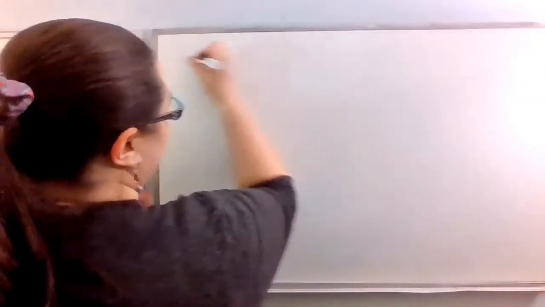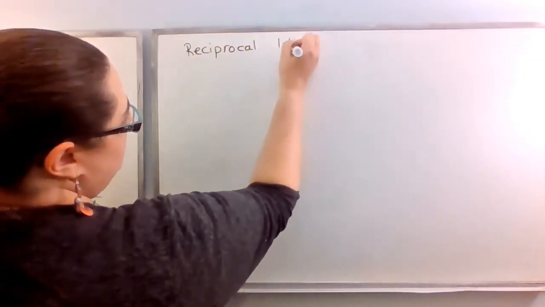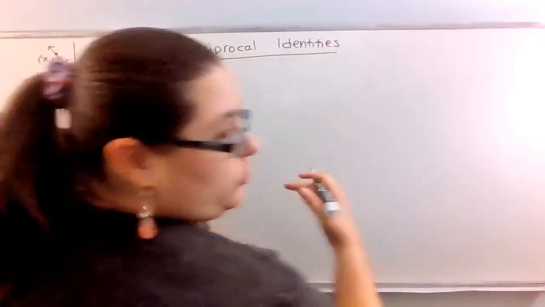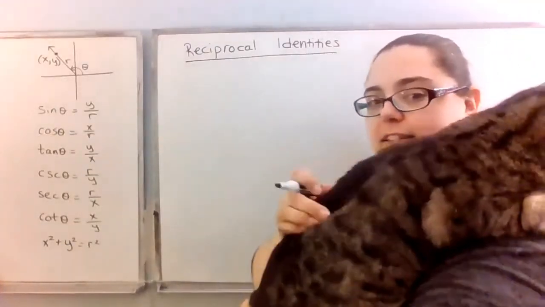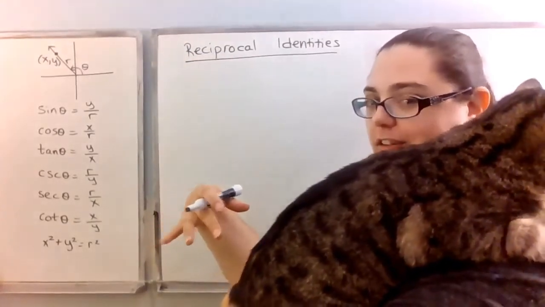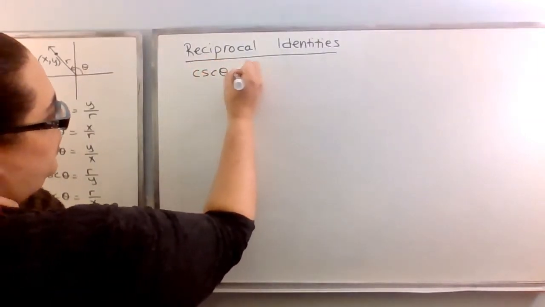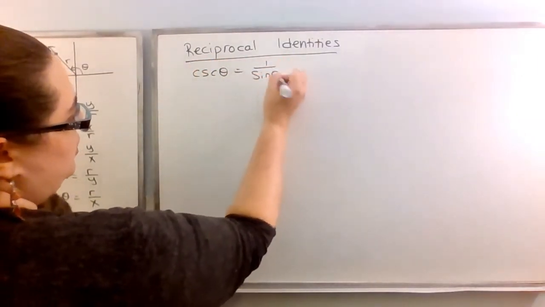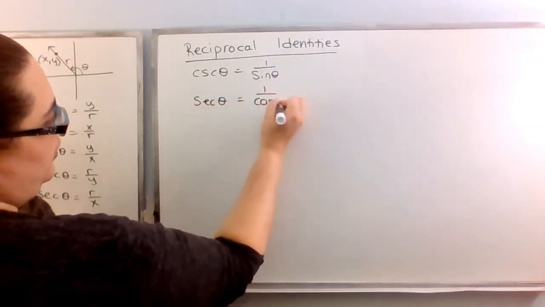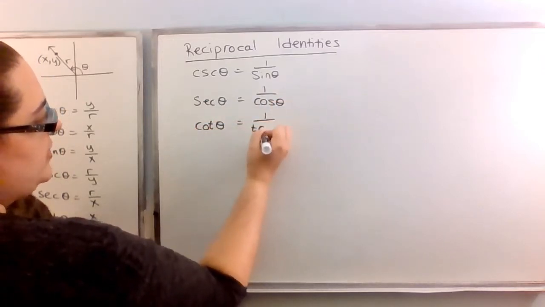So these are the reciprocal identities. And when we're writing reciprocal, oh my goodness, this cat today. When we're writing reciprocal, we usually write it as 1 over the thing. So that's how I'm going to write these. So I can say that cosecant of theta is 1 over sine theta. Secant of theta is 1 over cosine of theta. And cotangent of theta is 1 over tan theta.